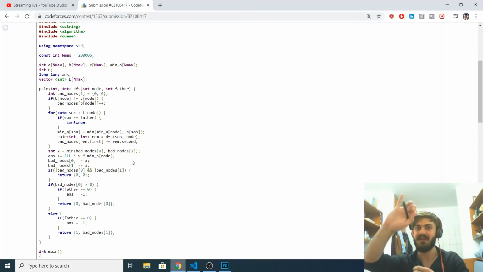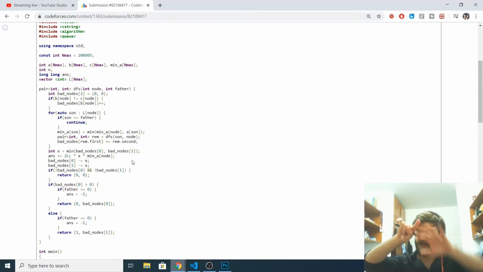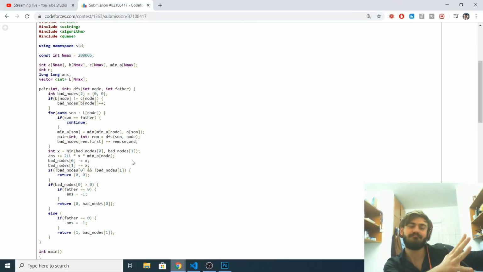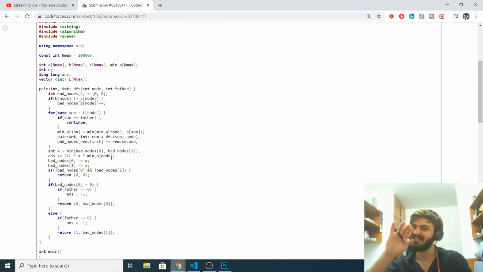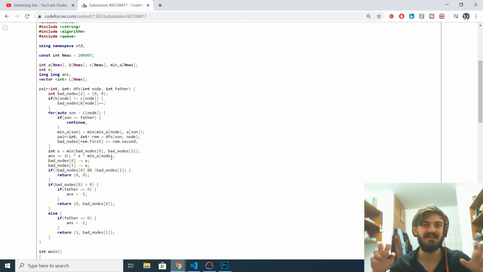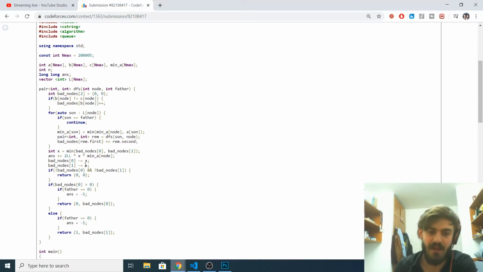So basically I'm in node, right? This is the current node. I have the subtrees, and from all of these subtrees, I remain with some type 1 and some type 2. I construct x pairs, and for each pair I pay 2 crossed min a of node, because this is the node where I paired those nodes, right? This is that LCA of the nodes, right? And then of course I decrease bad nodes of 0 and 1 by x.